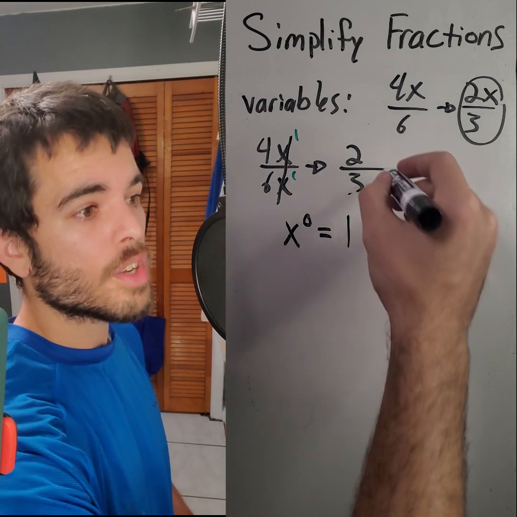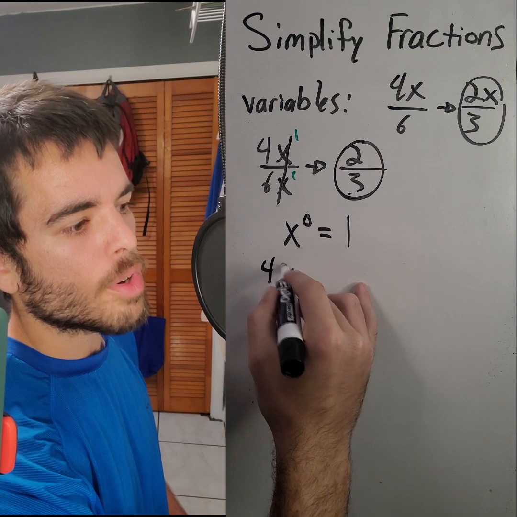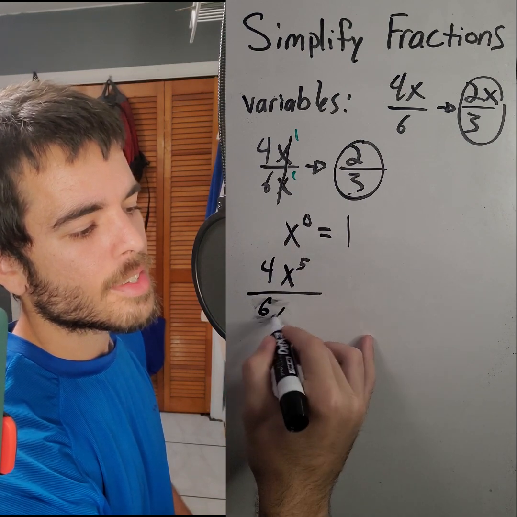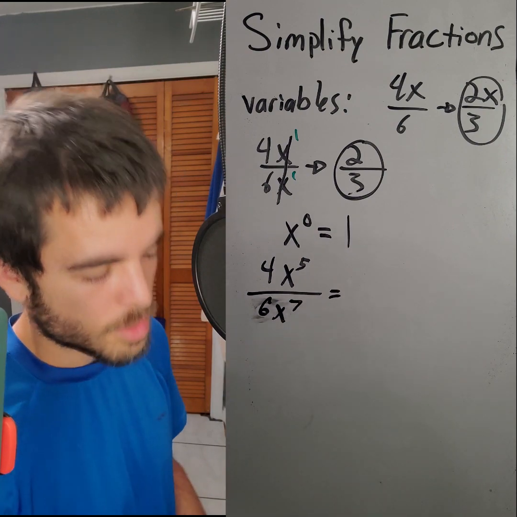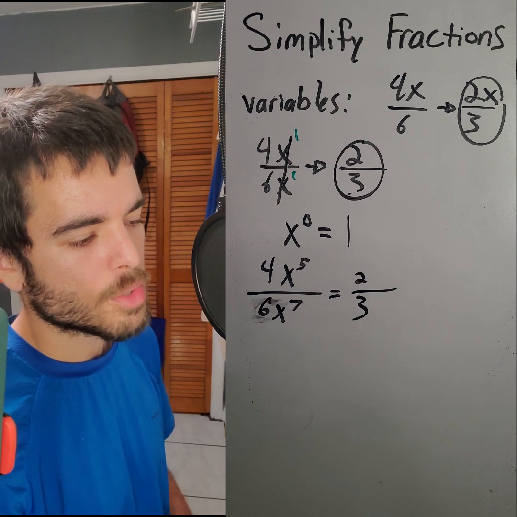So our final answer is just 2/3. No more x's. All right, let's do 4 times x to the 5th over 6 times x to the 7th. Here's where it gets interesting. So the numbers are the numbers. That's going to be 2/3, right? 2 goes into 4, 2 goes into 6.